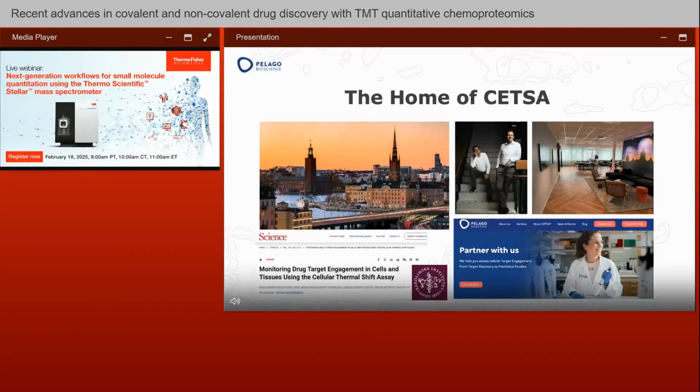A few words about our company. Pelago Bioscience is a CRO located in the beautiful Stockholm, Sweden. CETSA is our core technology, which we are using to help our clients in their drug development programs. With more than 12 years of expertise, we have more than 250 customers worldwide, including top 10 big pharma companies.